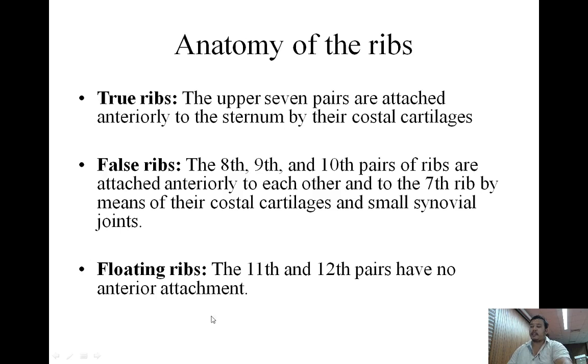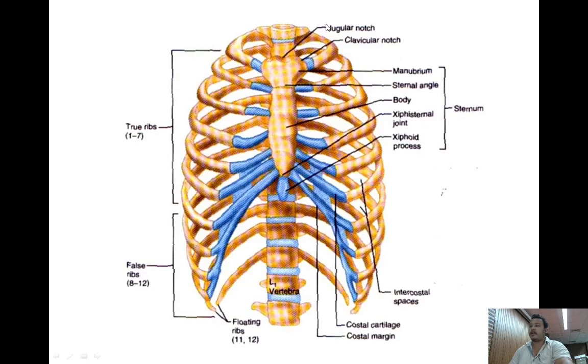Okay, then there is another third type, which is the floating ribs. You know about this. This is the 11th and the 12th ribs, because they are called floating because they don't have any anterior attachment. Okay, so that's the diagram here. As you can see, these are the true ribs. Rib number 1 is true, 2, 3, 4, 5, 6, 7. You can see the costal cartilages are directly attached to the sternum.